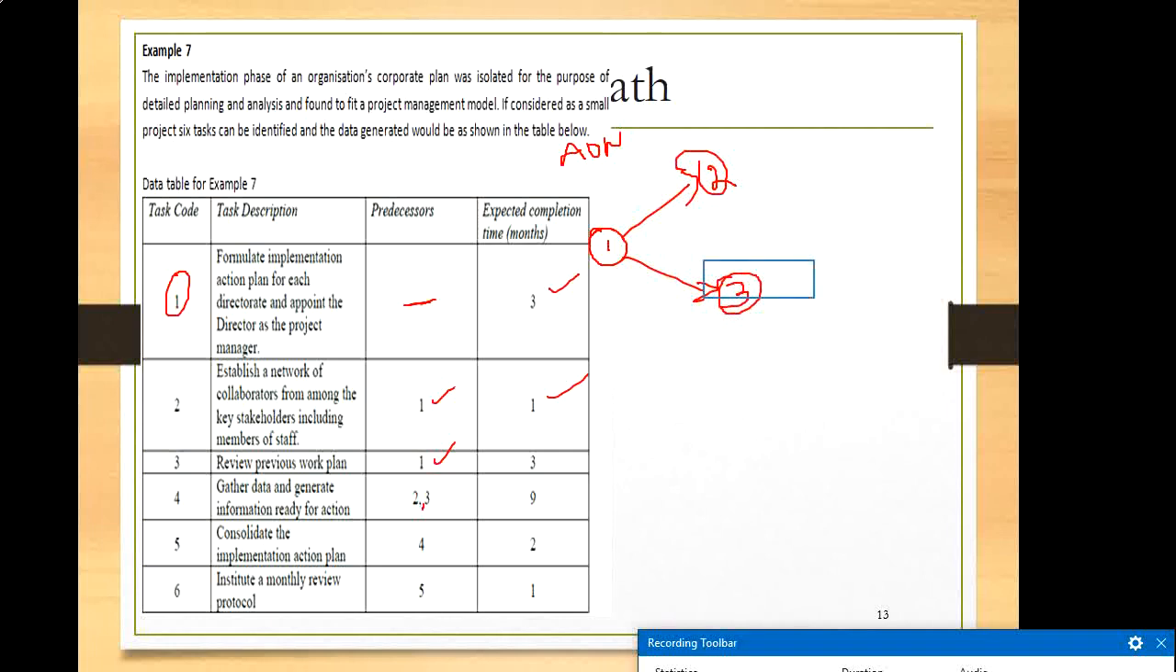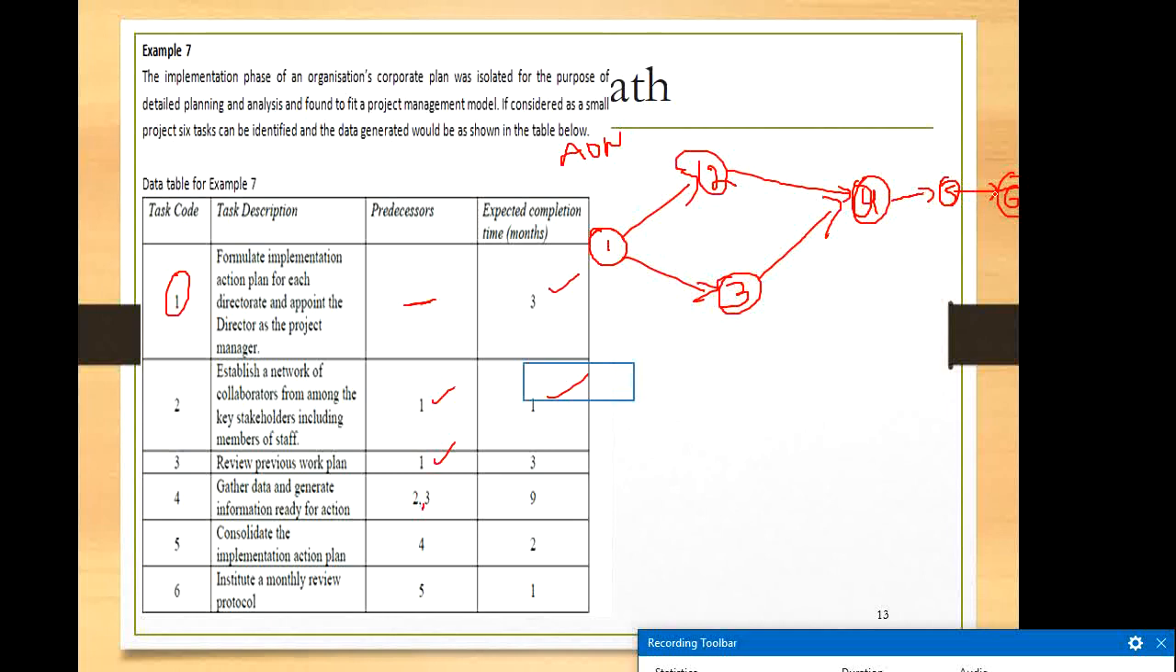Then to start activity 4, gather data and generate information ready for action. Both 2 and 3 must be completed to commence activity 4. Then for 5, we must ensure activity 4 is finished. And finally for 6, we must see that 5 is completed.